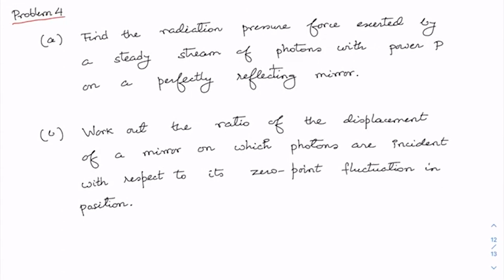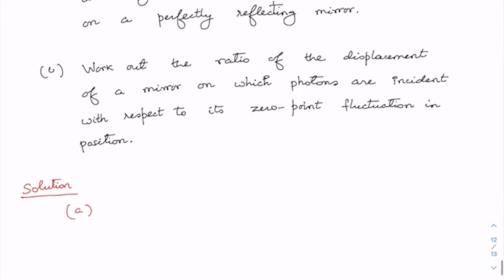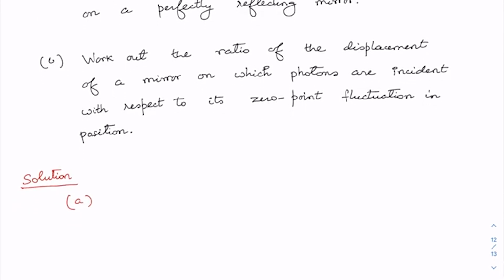It has two parts. You are asked to find the radiation pressure force exerted by a steady stream of photons with power P on a perfectly reflecting mirror. Let us do it first. As discussed in lecture 22, we know that the momentum imparted by a photon of wavelength lambda on a perfectly reflecting mirror is the change in momentum delta p of the photon, which is given by h by lambda minus minus h by lambda. So this is equal to 2h by lambda. So that is the change in momentum.